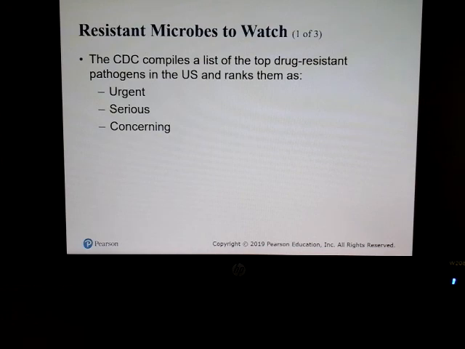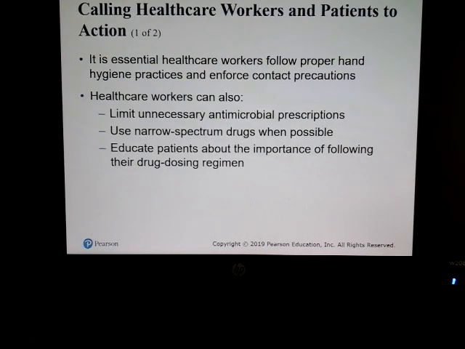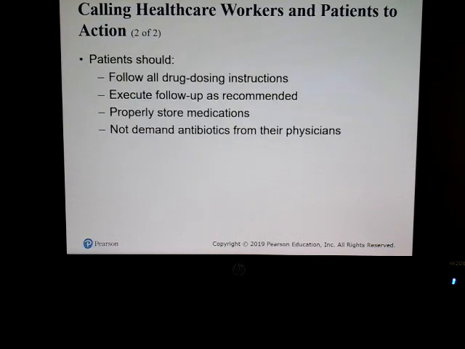So we have a lot of different resistant microbes to watch. CDC's keeping an eye on that, amongst other things at the moment. So again, please follow the proper care and way of doing things at your institution, guys, washing your hands again, etc. Patients need to make sure they're following the dosages that they have and store your medications properly in a cool, dry environment.